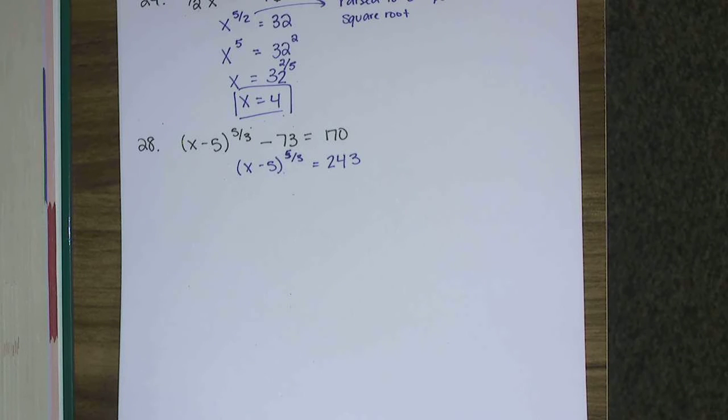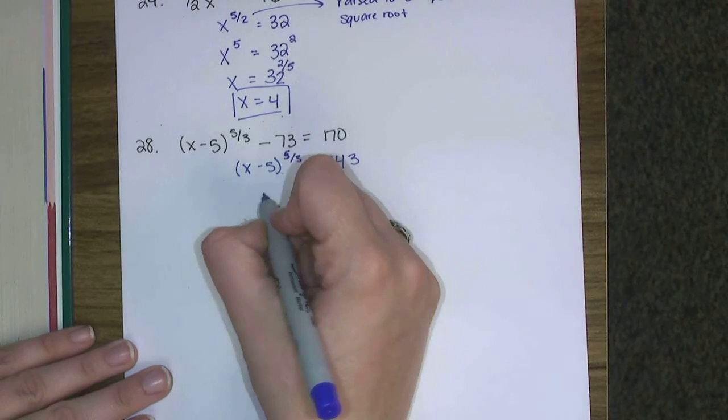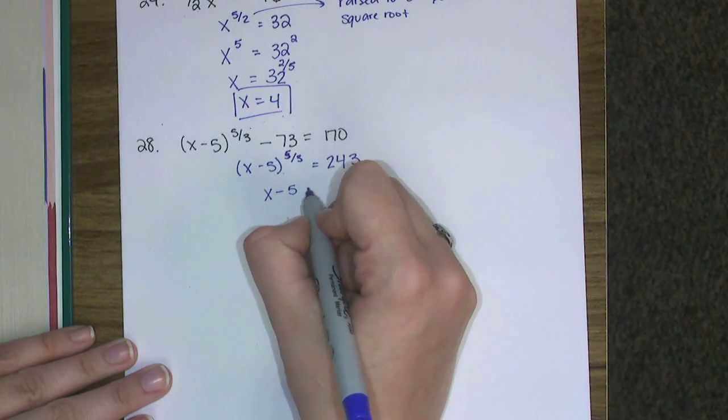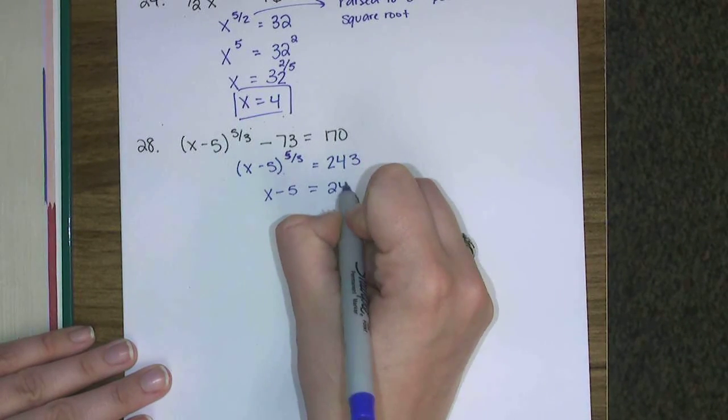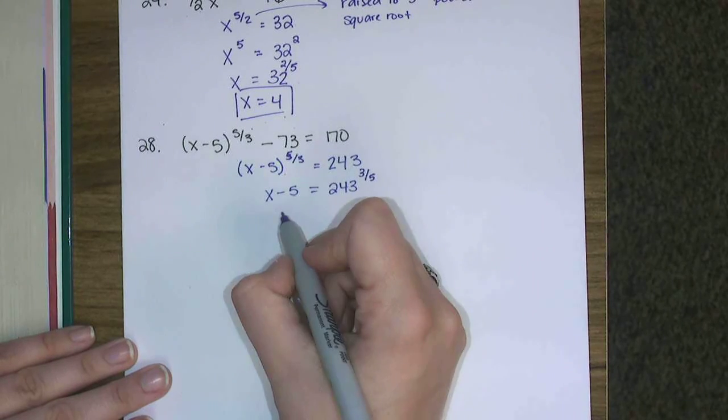So now, like I said, I'm just going to flip the fraction. So x minus 5, because I got to undo this. To do that, I just flip this fraction. So x minus 5 is equal to 243 to the 3/5. And then I just have to add 5.